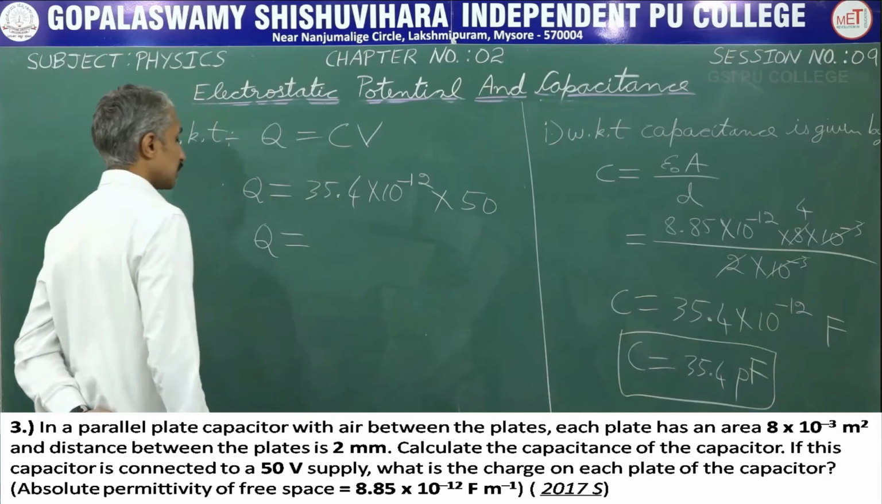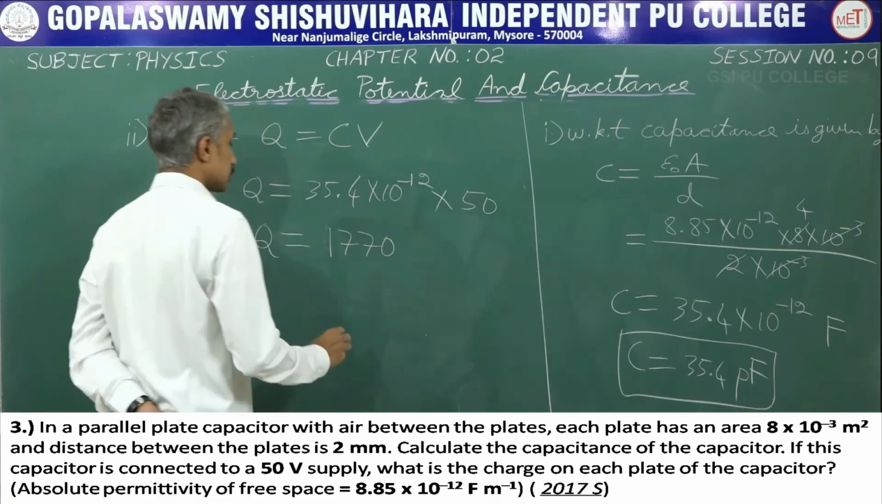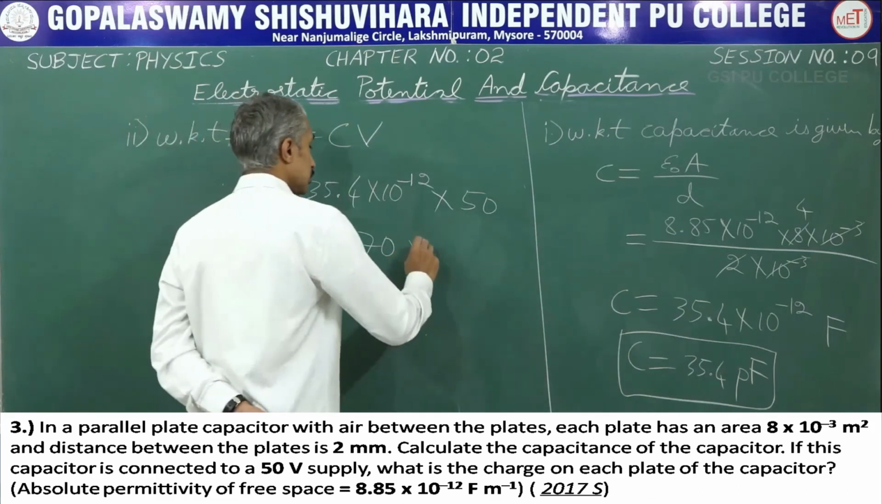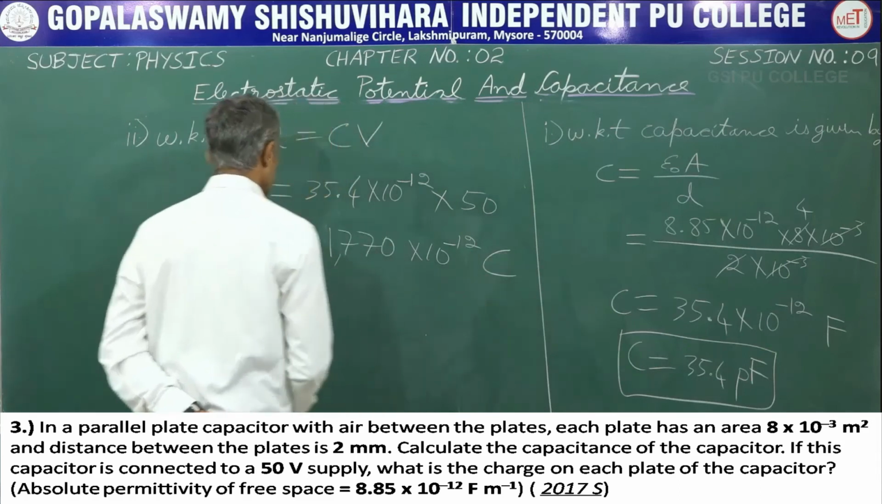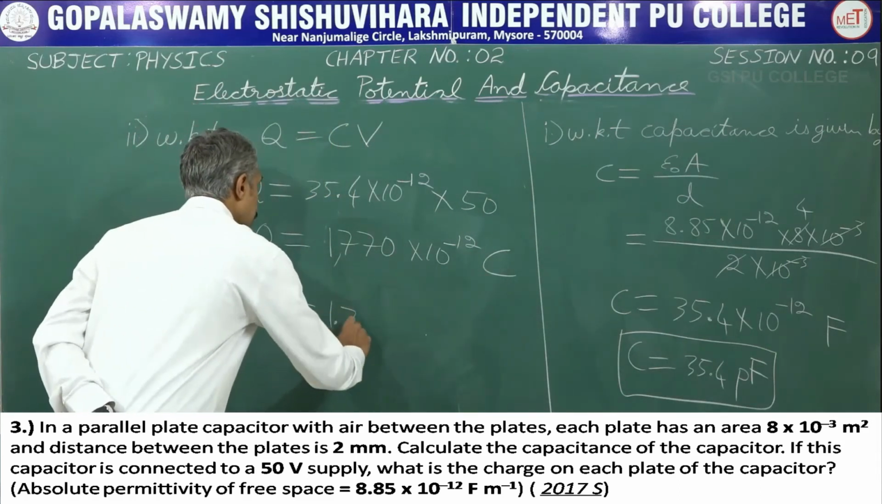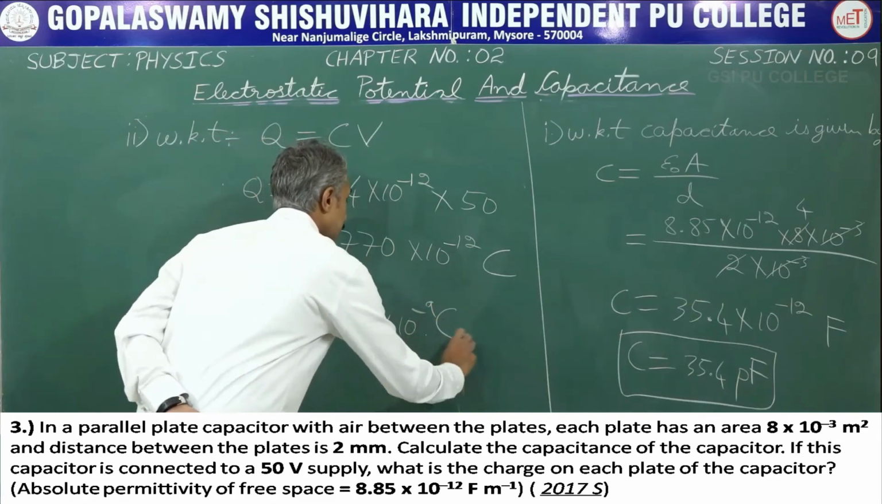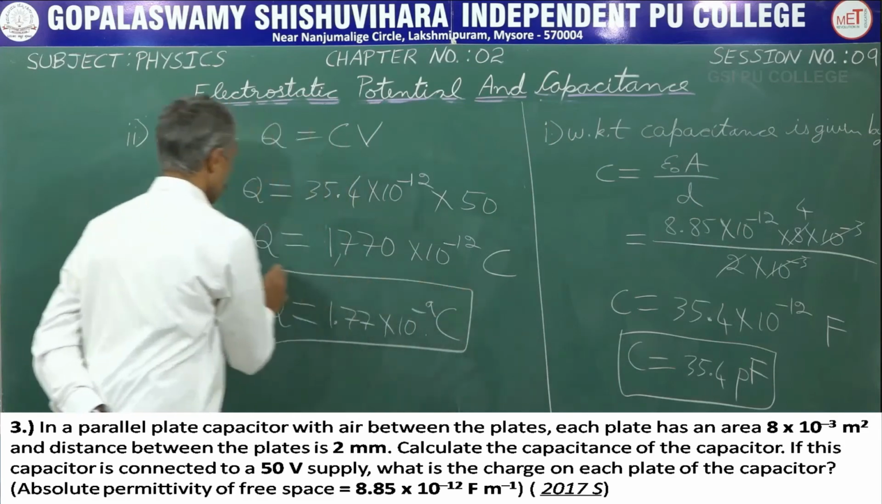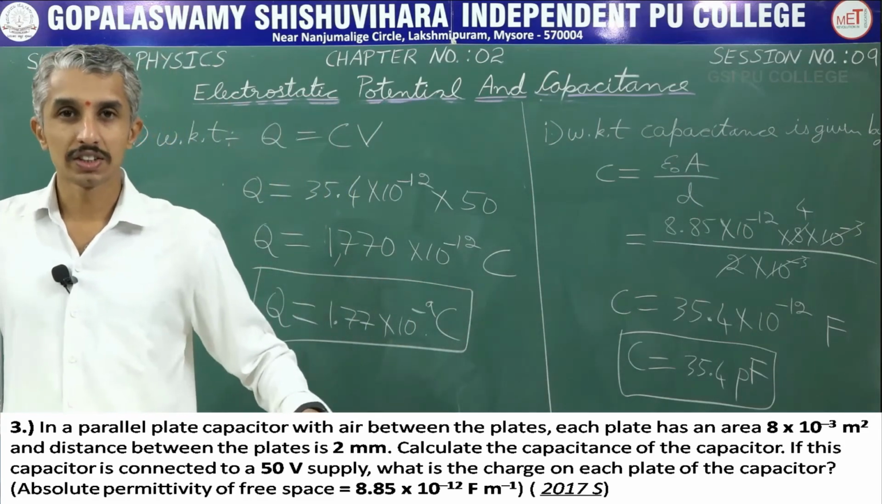So on simplifying, we will get this as 1770 into 10 to the power of minus 12 coulombs. So I can write this as 1.77 into 10 to the power of minus 9 coulomb. So we have solved numerical 3.